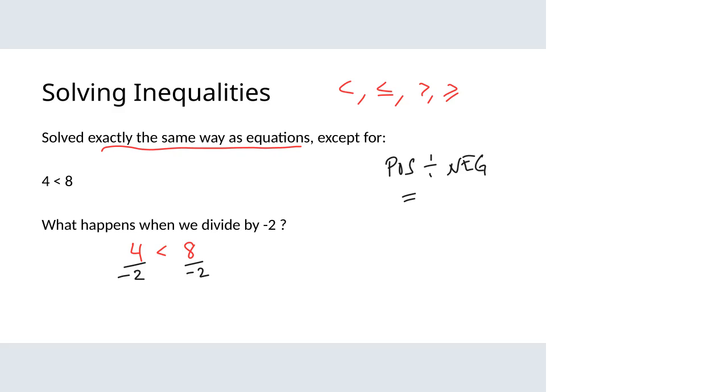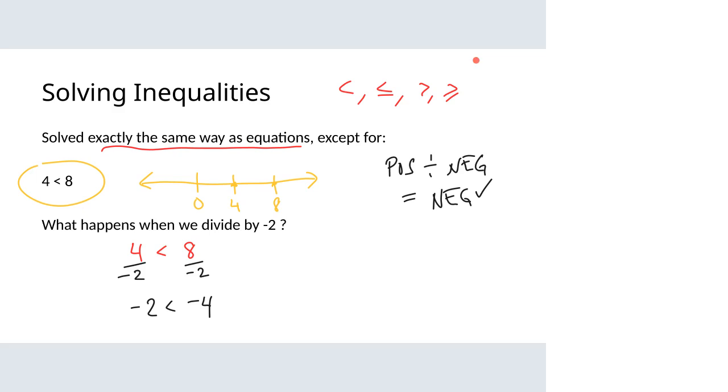Negative, negative. Very good, Natalie, Boylan, Emily, excellent. Positive divided by a negative will give me a negative. So when I do 4 divided by -2, I get -2 less than, let's see, 8 divided by -2, that is -4. And so originally, I started out up here with 4 is less than 8. If I were to put that on a number line, I've got 0, I've got 4, I've got 8. Sure enough, 4 is less than 8 because it's on the left of it.